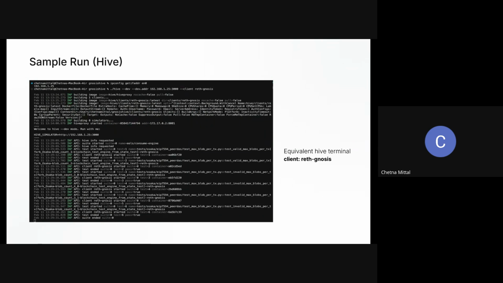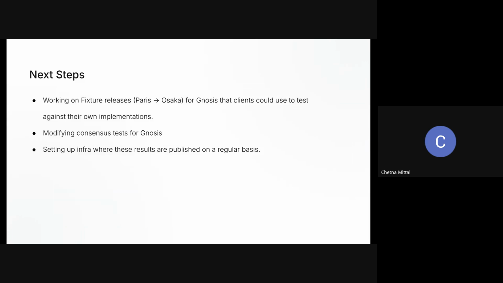For the next steps, we're working on having fixture releases, just how Ethereum has for the execution spec tests, so the clients can use them to validate their own implementations. We're also working on modifying the consensus tests for Gnosis and also on setting up the infra where the results for these are published on a regular basis.